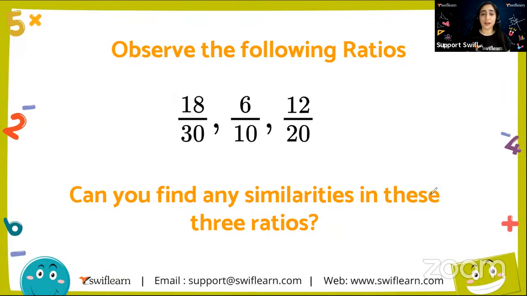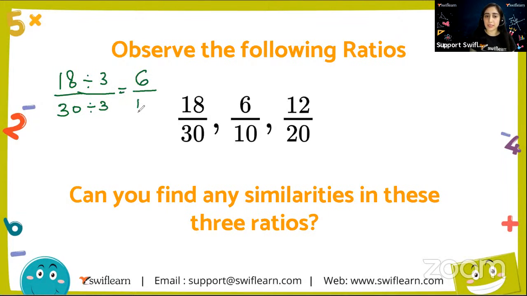Okay, I can see more answers now. Yes, there is a similarity. What is it? When I solve these fractions to bring them to the lowest form, they are on a bigger height, with different numbers, different places, different quantities, different things they are comparing, right? But when I bring 18 by 30 to its lowest form, let me divide it by 3. It comes out to be 6 by 10.